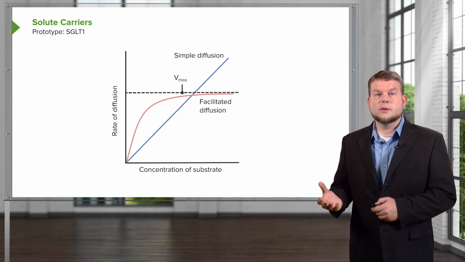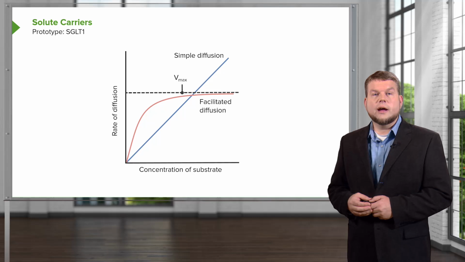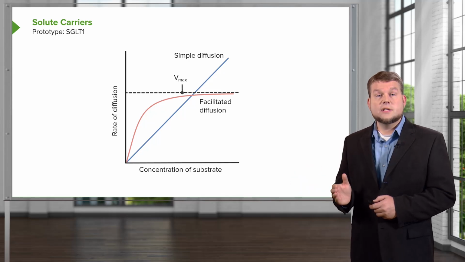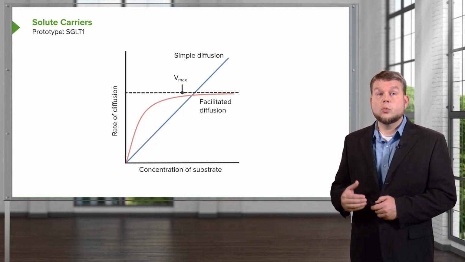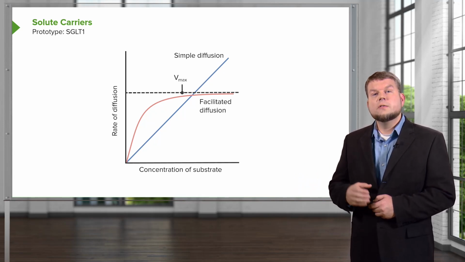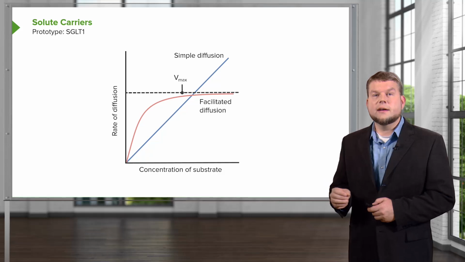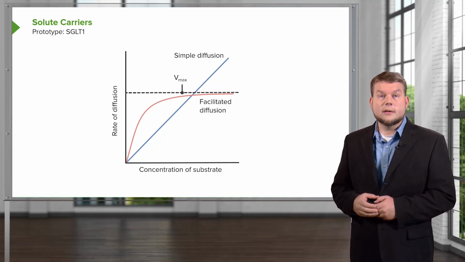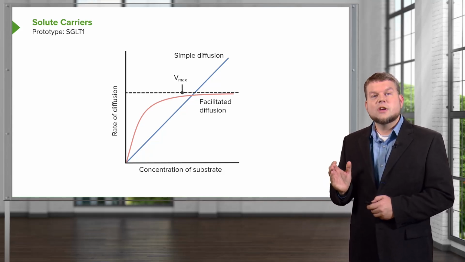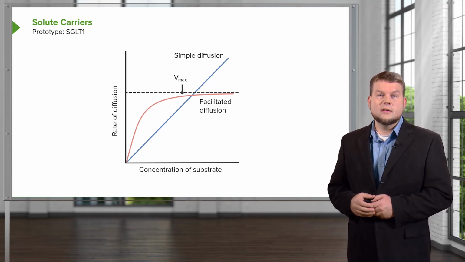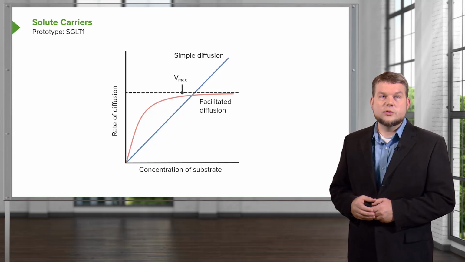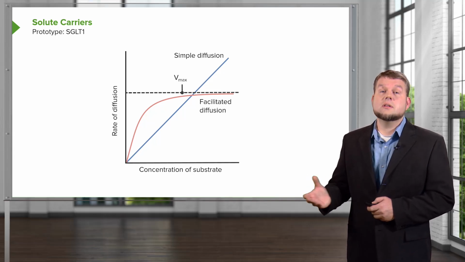So if you look at this particular graph, you have concentration of the substance along the x-axis, and along the y-axis you have the rate of diffusion. Focus in here on the red line, the facilitated diffusion line. You can see how it occurs at a lower concentration. You get more rate of diffusion with facilitated diffusion through a solute carrier than you do through simple diffusion.